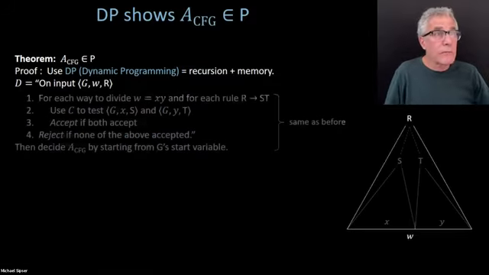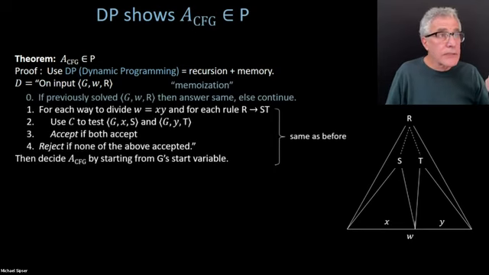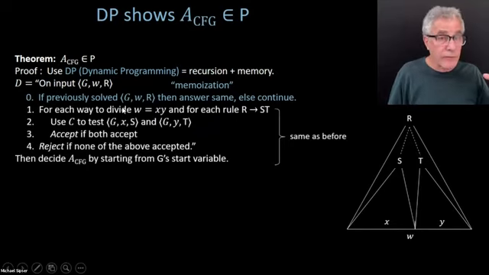First of all, this is the same algorithm from the previous slide. I'm just repeating it here without all the other stuff so we can look at it directly: dividing it into X and Y for each possible rule and then recurse. Now I'm going to add a little step 0 beforehand, which says if I have G, W, and R, let me first check whether I've already solved that one before.